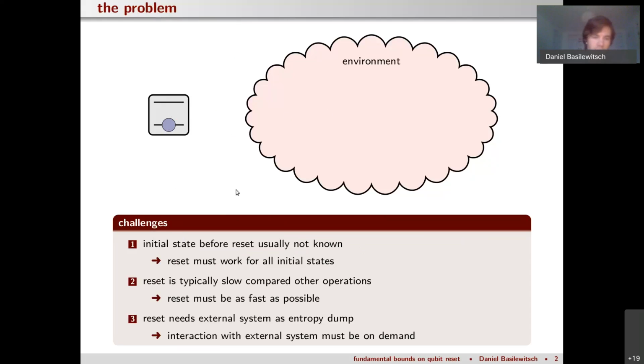Your reset needs this external system, the environment, as an entropy dump, and that's also the reason why it's slow, because typically you want your qubit to couple as little as possible to the environment. This of course also means that if you need the coupling to an environment for the dumping of the entropy, then it takes a long time. So that's kind of the crux here. You really want to be fast, but you don't want to have a large coupling to the environment.